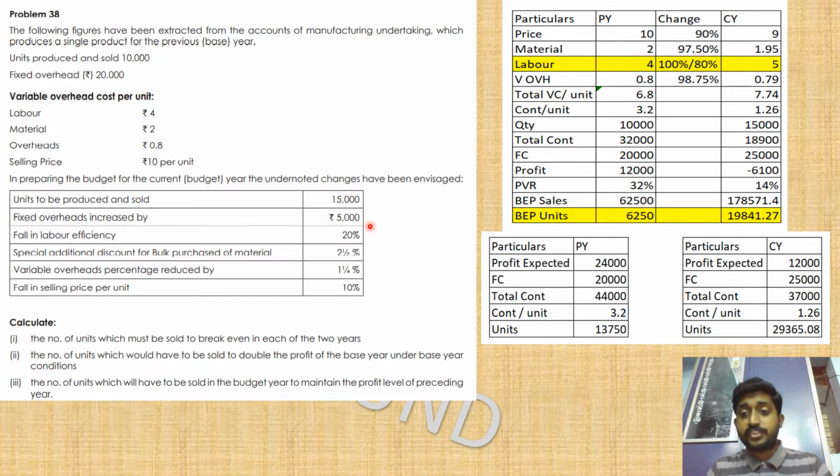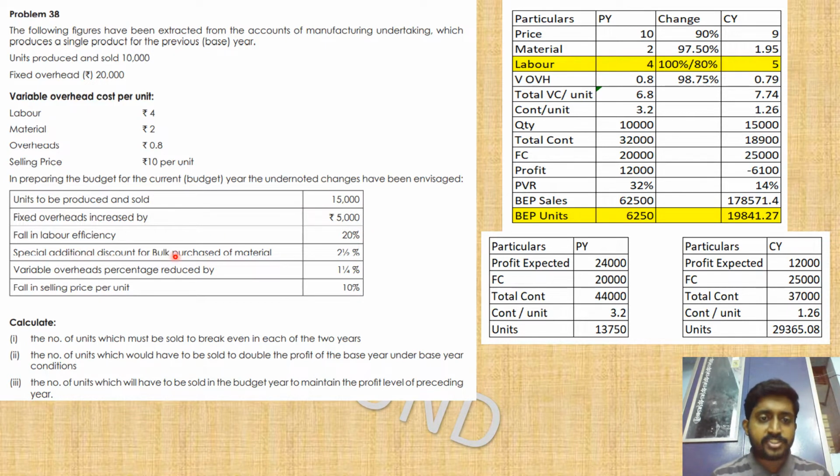How? Labor is doing the job less efficiently, which means he is going to take more time to do the same activity. So more of his time is invested, his per hour rate is constant, so his total labor cost for doing the job is going to increase. This is a very important input. I have seen many students make mistakes on fall in labor efficiency. It's just how we are perceiving the data.